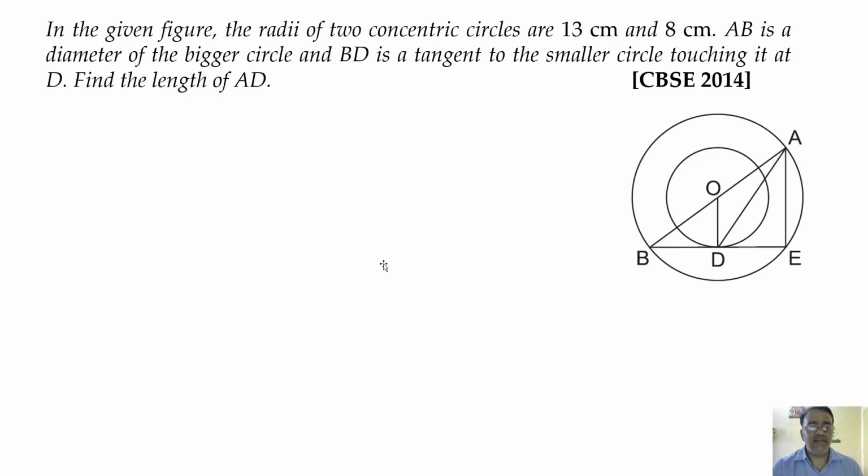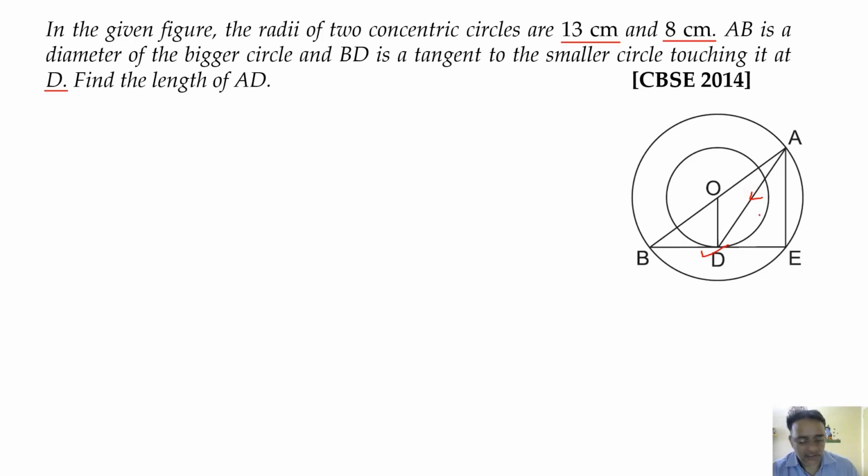In the given figure, the radii of two concentric circles are 13 centimeter and 8 centimeter. AB is a diameter of the bigger circle. So this is the bigger, means outer circle. And BD is a tangent to the smaller circle touching it at D. Find the length AD. This length we have to find.